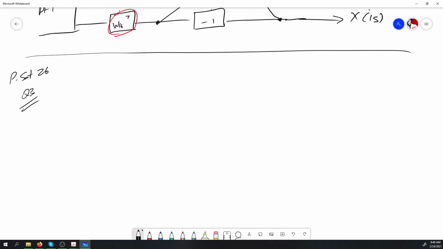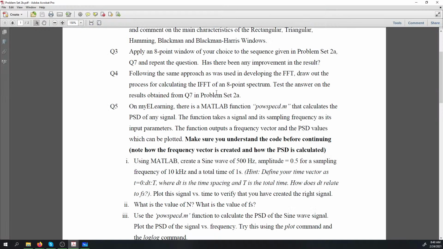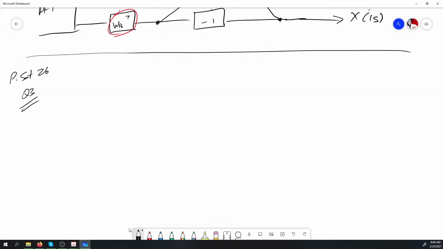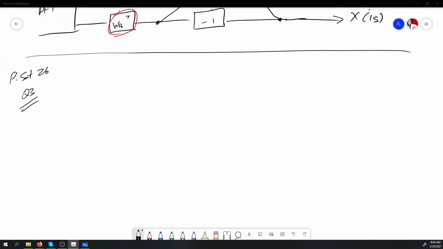Question 3 here basically asks us to apply an 8-point window of your choice to the sequence given in problem set 2A, question 7, and repeat the question and note if there's any improvement in the results. So for the 8-point window that I'm going to be using here, let's check this back.